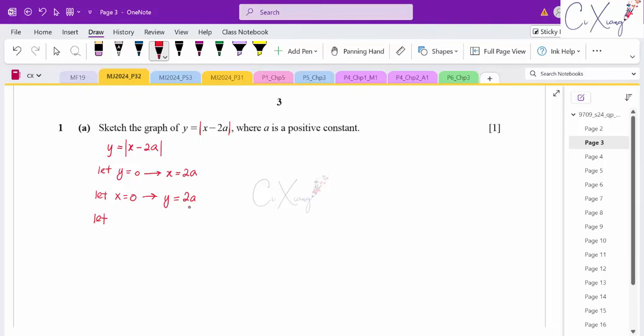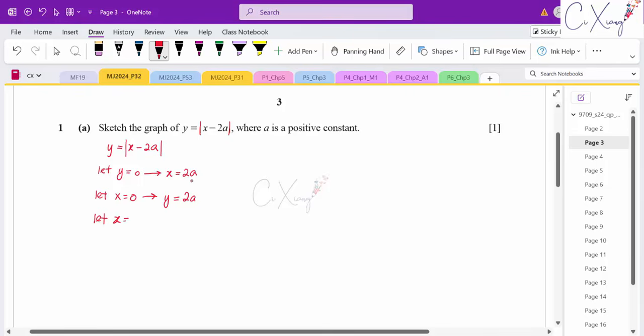Since I know this, I want to find another point on the other side of the x-intercept, x equals 2a. So for me, I will use, let's say, x equals 3a. So what happens to my y here? My y here will become positive a. Okay, so once I get all the details for the points, then I can start sketching the graph.